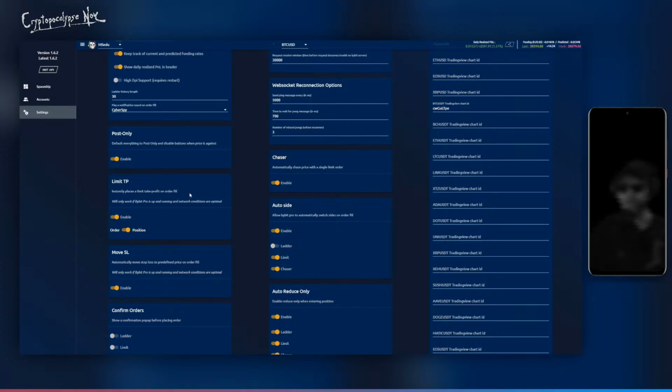Now, you guys will notice that there's a new feature here. There's order. By default, it's set to order. You can click on this and it will switch to position. Again, automatic limit take profit only works if you have Bybit Pro running, and it's a good idea to make sure that your connection is stable.